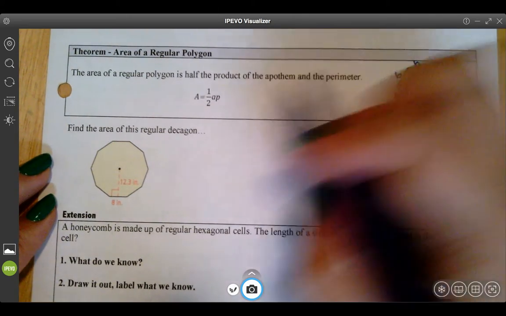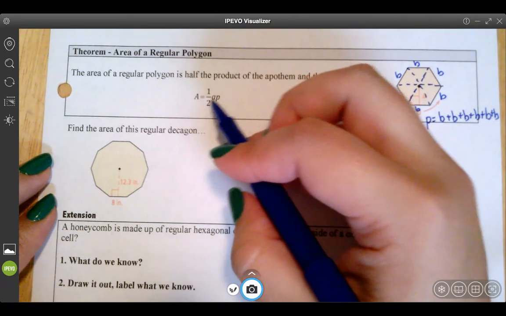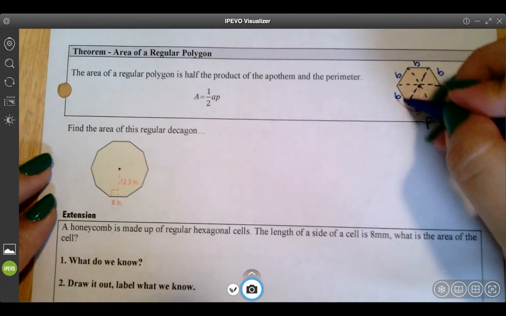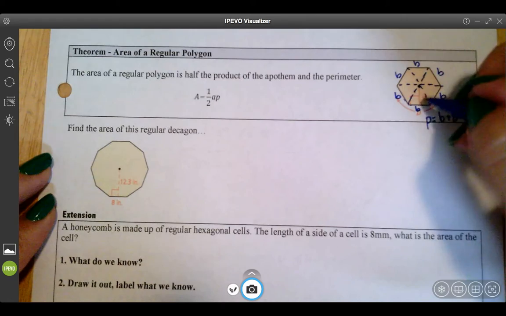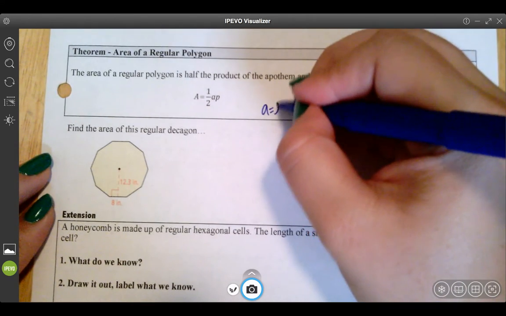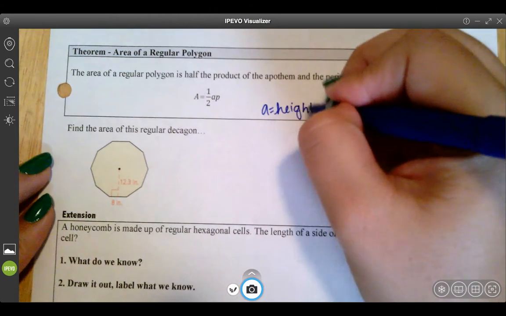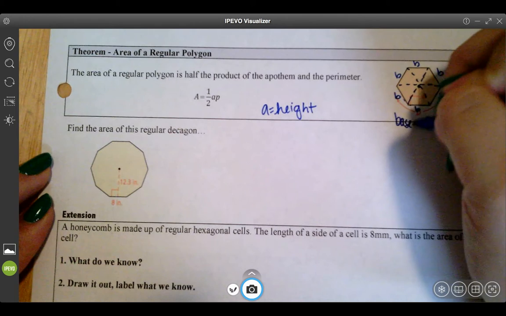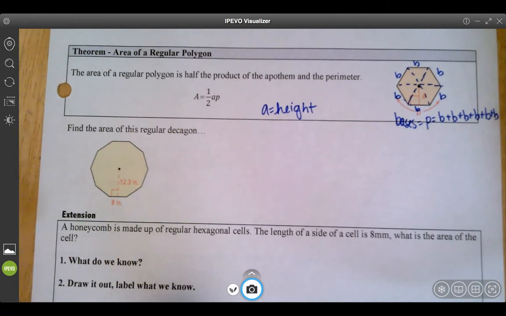Okay, so this is a shortcut for 1/2 base times height, where the bases added up give us the perimeter, and A, the apothem, is the height. So A is the height, and the bases are the perimeter. So it's really the area of a triangle, but then we're adding them all up to get the polygon.